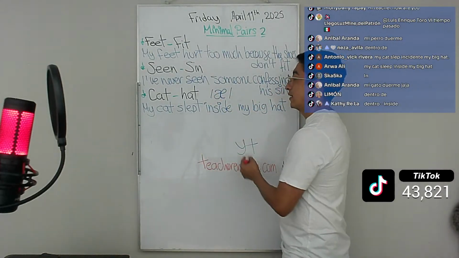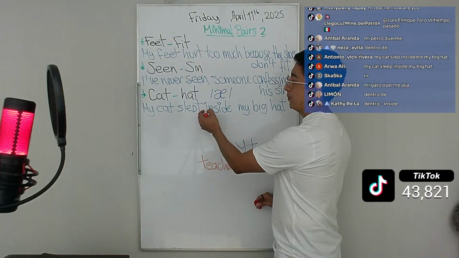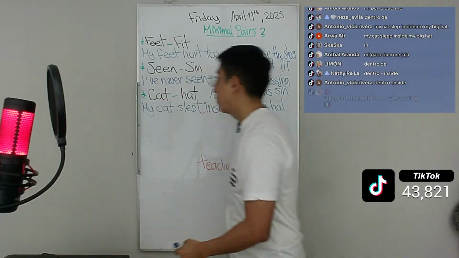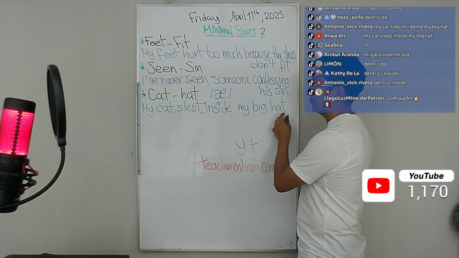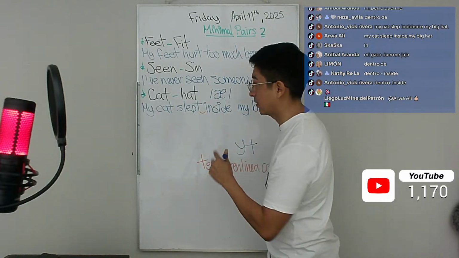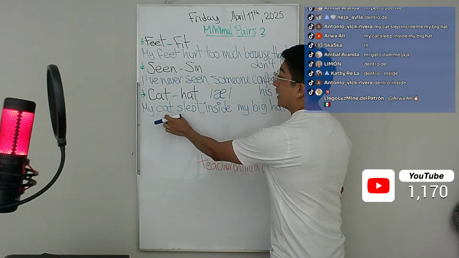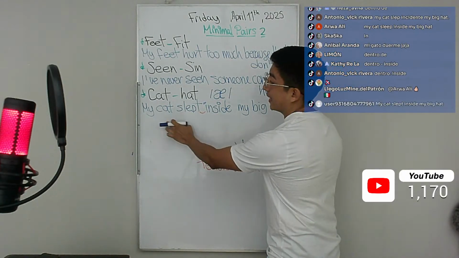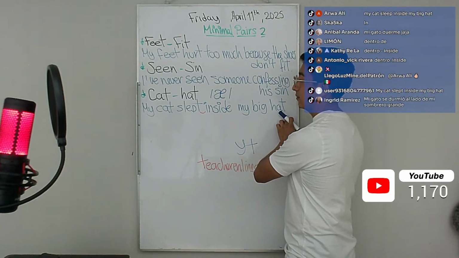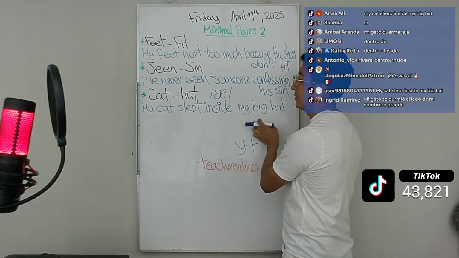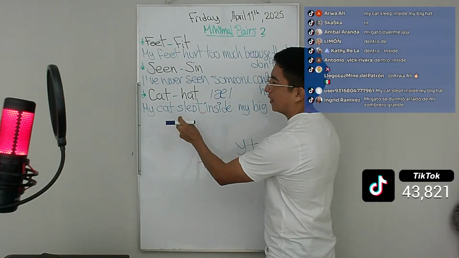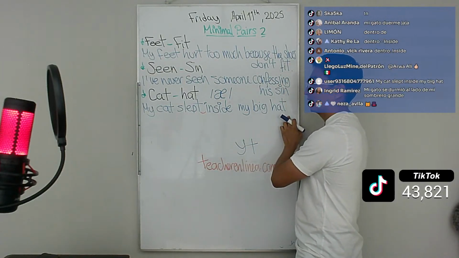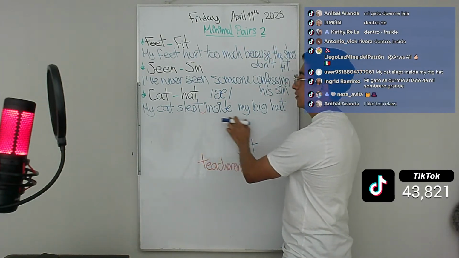Okay, now, we can connect these two words, okay? Slept inside. My cat slept inside. My cat slept inside my big hat, okay? Listen and repeat, okay? I'm gonna read it slowly. My cat slept inside my big hat. Big hat, big hat, big hat. Okay, one more time. Now normal speed. My cat slept inside my big hat.